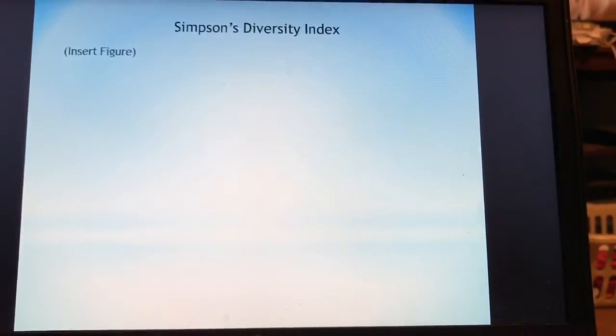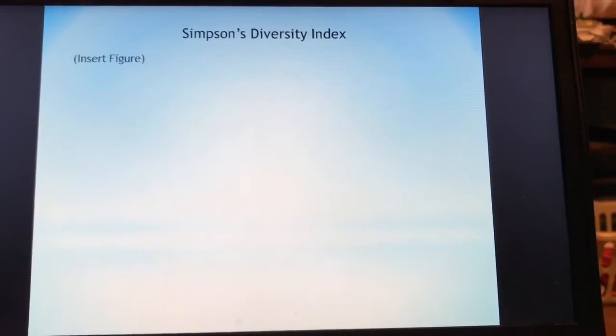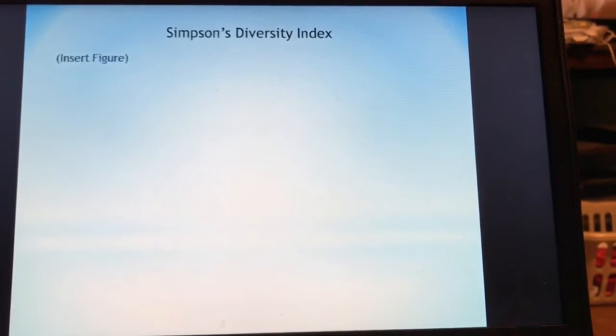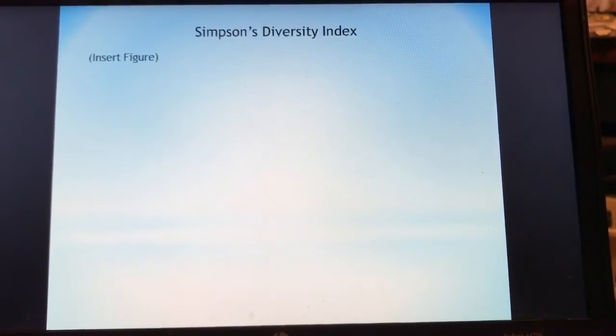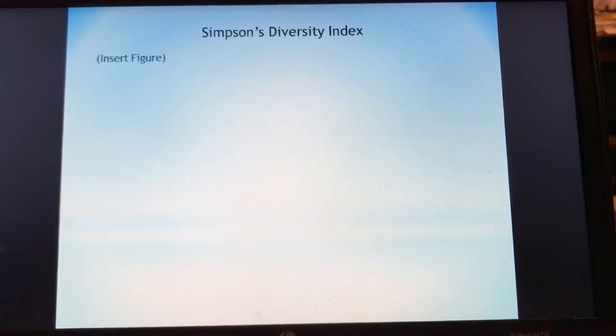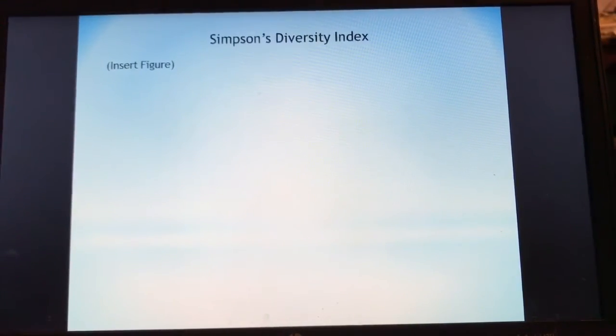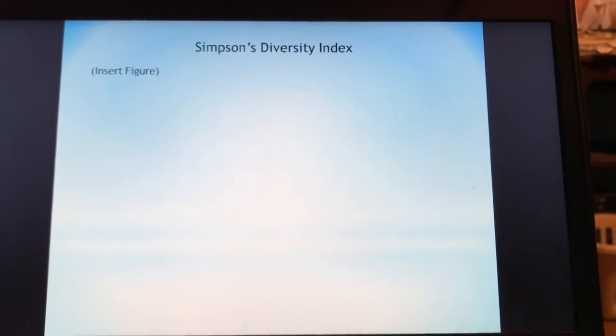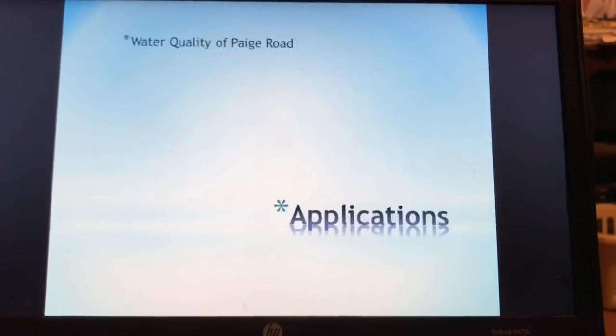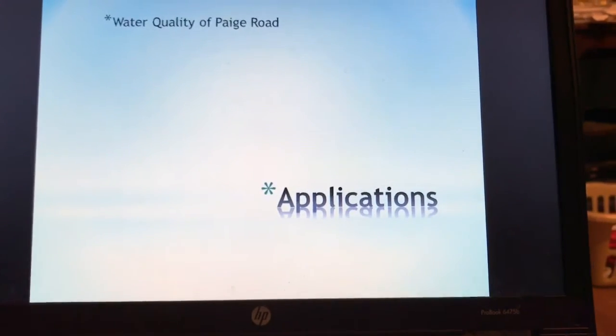I also used the Simpson's Diversity Index, which is similar to the Shannon-Weiner Index, and this tells us the diversity and number of species and their abundance. It uses a value, D, that ranges from 0 to 1, 1 being the highest diversity. With this, there are some applications.